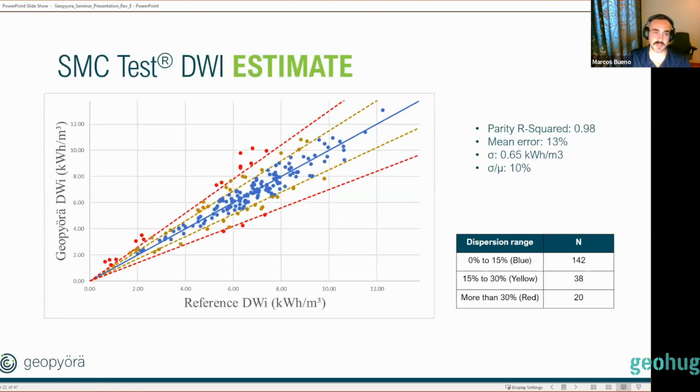And then there is the SMC test drop weight index parameter, which is simply an inverse of the A times B. Similarly, we got most of the data within plus or minus 15% and a mean relative error of 13%. Keeping in mind that round robin exercises done by JK Tech on estimating the reproducibility of the method are in the order of 7%. So even if you are repeating the SMC test, you would have a plus or minus of 7%, which is not far away from our mean relative error in this validation database.